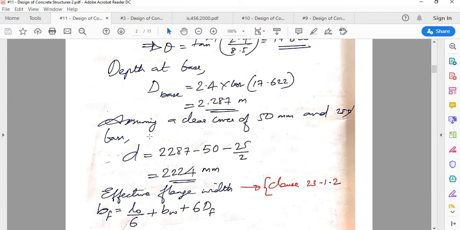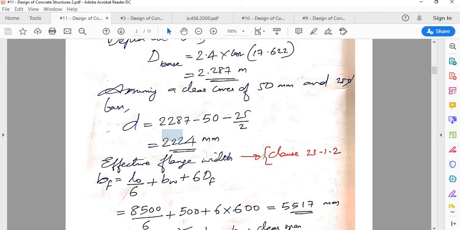Now let us calculate the effective depth. Assume a clear cover of 50 mm and a bar diameter of 25 because we anticipate huge loads. So this will be the effective depth.